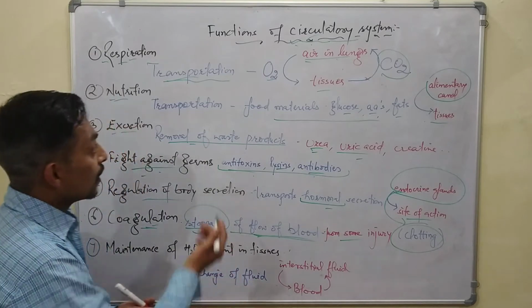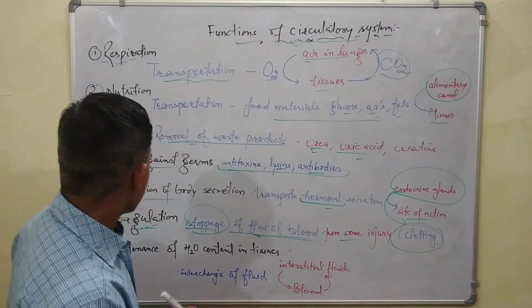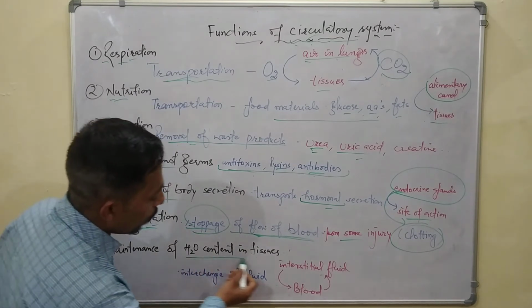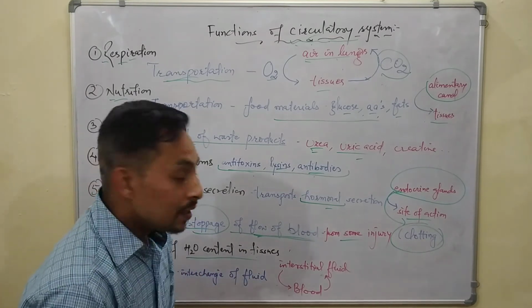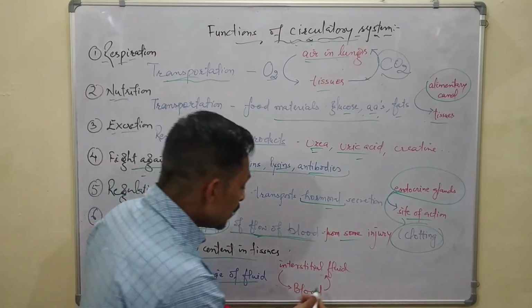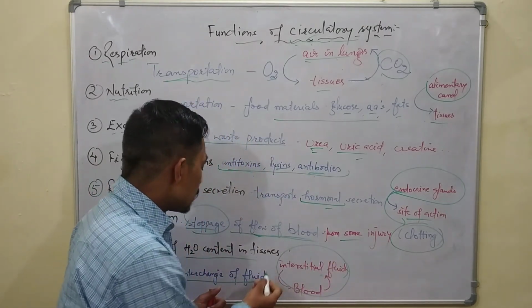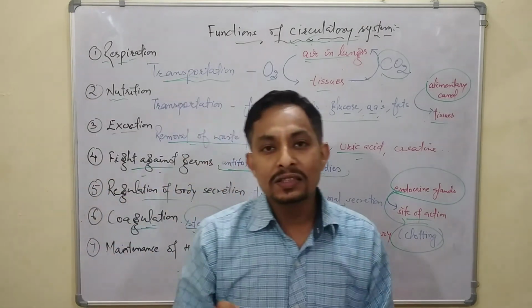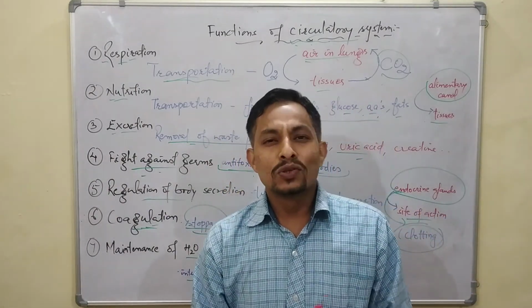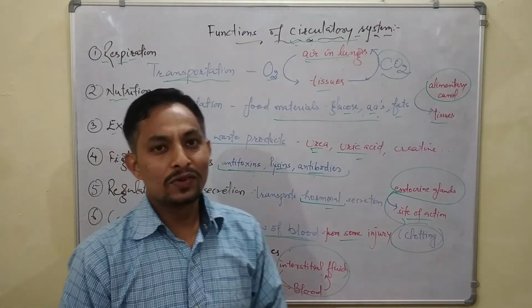itself. So again, this is a function of this system, that is coagulation, and one more point is here, that is the maintenance of the water content in the tissues. The interchange of fluid between the interstitial fluid and the blood ultimately leads to the maintenance of the water content in the tissues of the body. So this is all about the functions of the circulatory system.